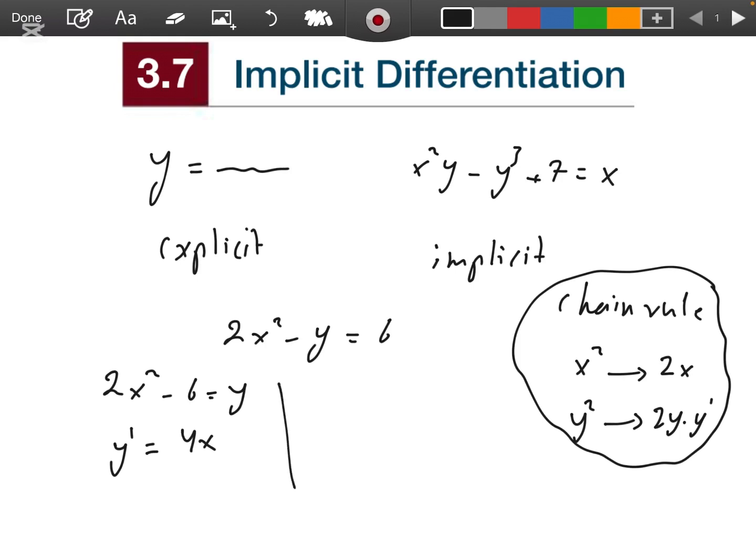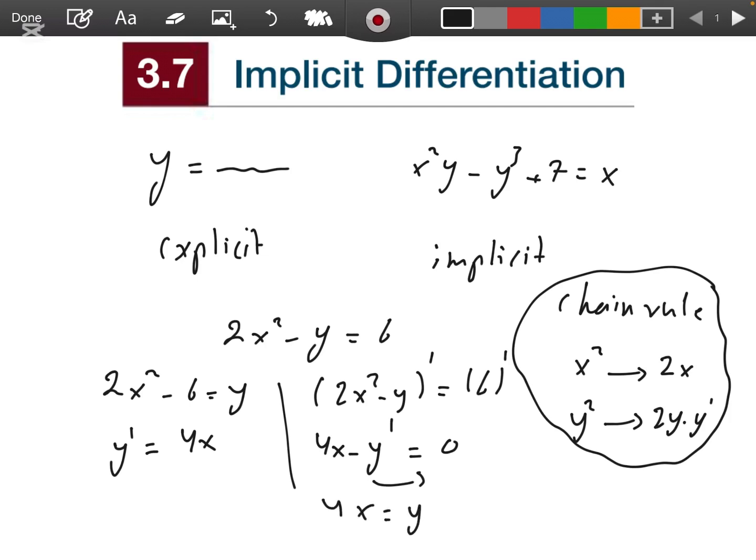At the same time, you can find the derivative implicitly. So if we are deriving both sides, then the derivative of 2x squared is 4x, and the derivative of y is y prime, equal to the derivative of 6, which is 0. Taking y prime to the other side, then y prime equal 4x, and it must be the same in either case.